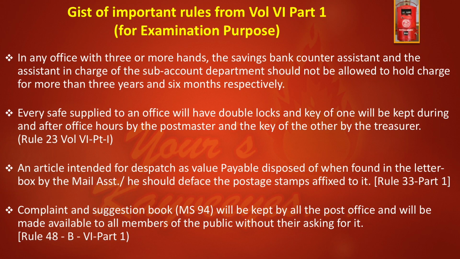In any office with 3 or more hands, the savings bank counter assistant and the assistant in charge of the sub-account department should not be allowed to hold charge for more than 3 years and 6 months respectively. Every safe supplied to an office will have double locks and key of one will be kept during and after office hours by the postmaster and the key of the other by the treasurer. This comes under Rule 23.